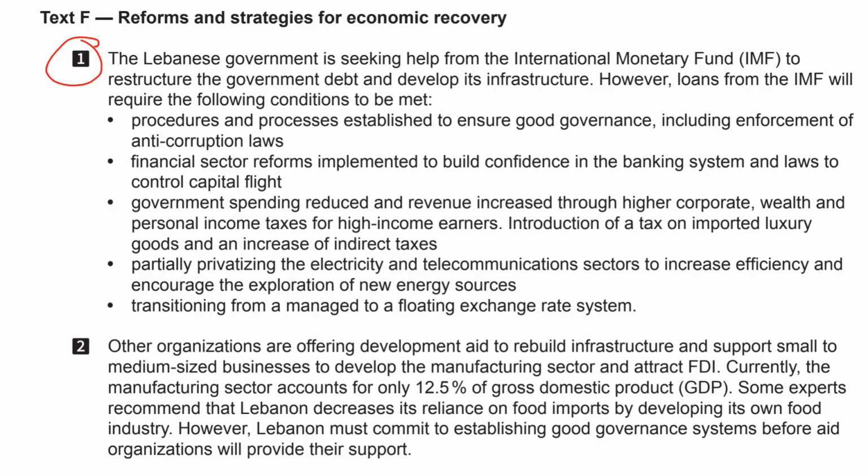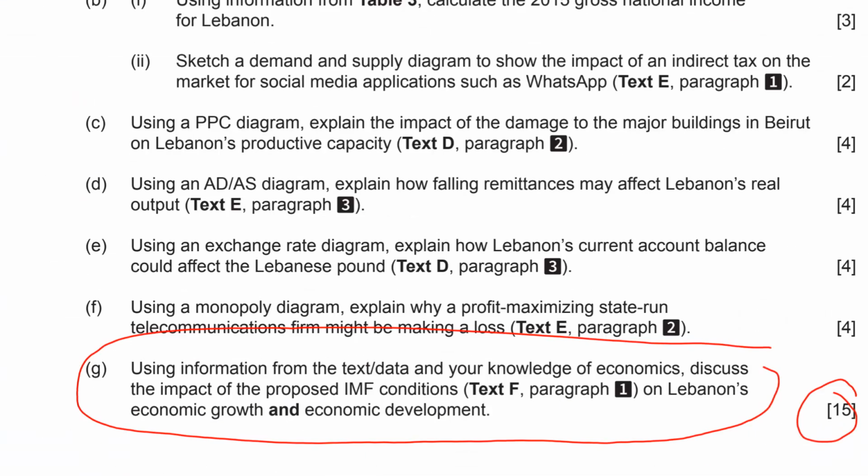So here we've got some reform strategies. The Lebanese government is seeking help from the IMF to restructure the government debt and develop its infrastructure. However, loans from the IMF will require the following conditions to be met. So we've got a whole bunch of these conditions. One, procedures and processes established to ensure good governance, including enforcement of anti-corruption laws. B, financial sector reforms, and so on. I'm going to let you read this in your own time because in the interest of time saving, I'm not going to go through each and every single one. So this is going to be a big one.